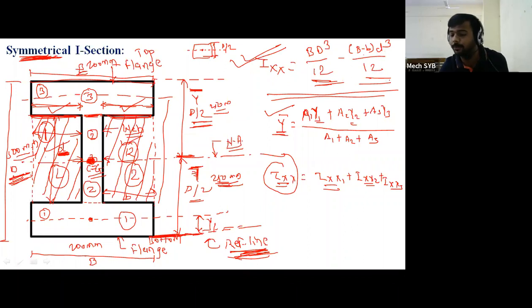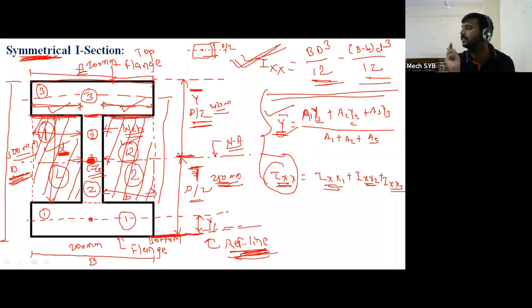So this formula helps for the minimum calculation. If you use the bigger formula, you will have to find a1, then find y1, add them up to find y bar, and after that find Ix1, Ix2, Ix3, add them, and then find out Ix. Instead of this lengthy calculation, we can use these direct formulas for the Ix calculation, at least for the symmetrical section.